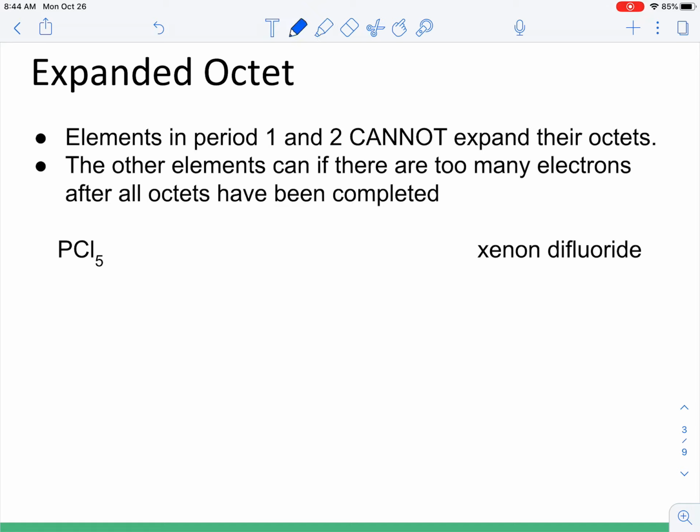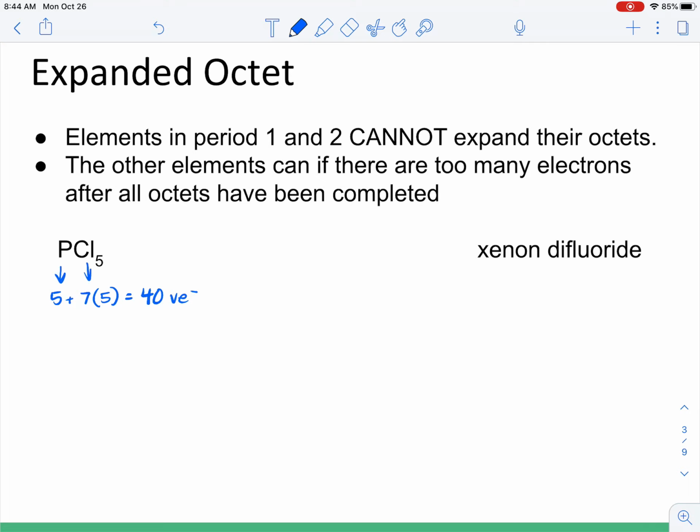Okay, so let's go ahead and do some practice. So we've got PCl5. I'm going to count up my total valence electrons. Phosphorus is in group 15, so that's 5 valence electrons, plus chlorine, which has 7 valence electrons, but I've got 5 total chlorines. So that looks like 35 plus 5. I have a total of 40 valence electrons.